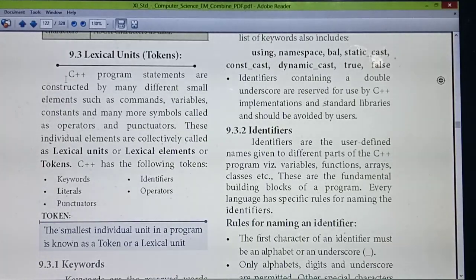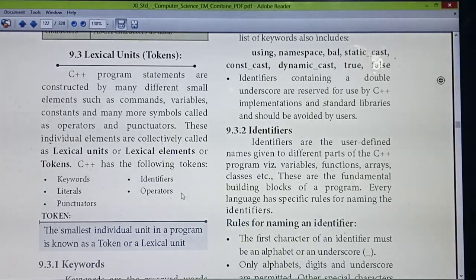Name the tokens available in C++. Starting from C++ program under the heading token, from here till these operators. Okay. This point also you should try. This is the first 2-mark question.